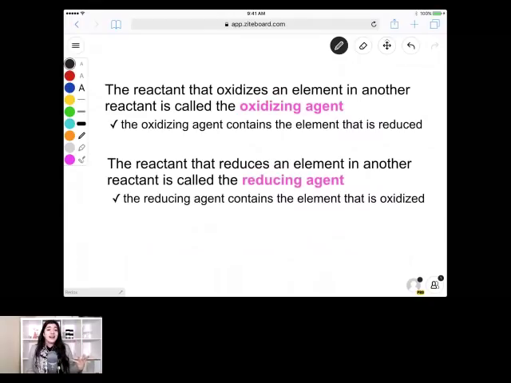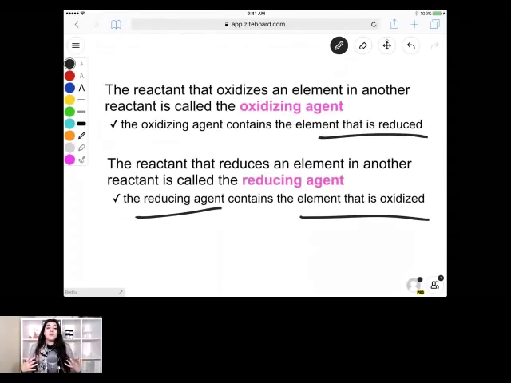But oxidizing agents, bear with me with this. Oxidizing agents are going to be the element that is being reduced. So it's pretty much reversed. It's the opposite of what you would anticipate, right? You would think the oxidizing agent must then be oxidized. Nope. The oxidizing agent is going to be the element that's actually being reduced. And vice versa, the reducing agent is going to be the element that's being oxidized.